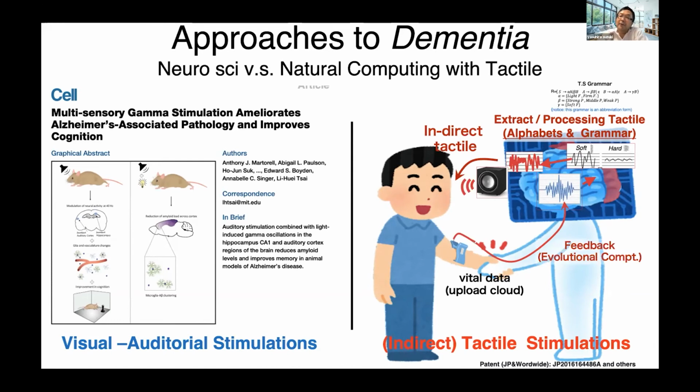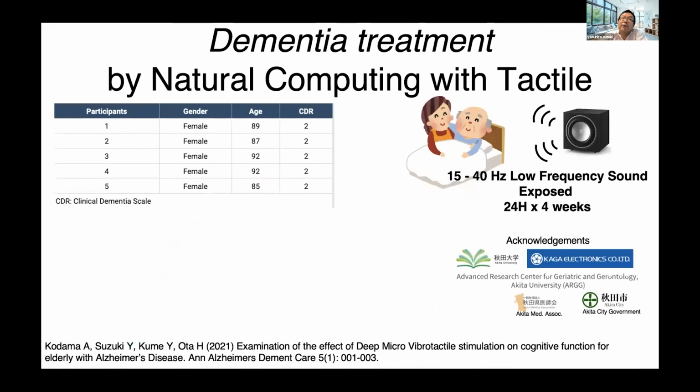So we made a feedback, and we started this clinical test this year, in April. So now we have more than 20 or 30 participants. We published the first paper. We used 5 patients. These patients have a CDR, clinical dementia rating, of 2. It's not severe, but not light, not mild, the middle. Their age is almost 90 or more, and they are female.